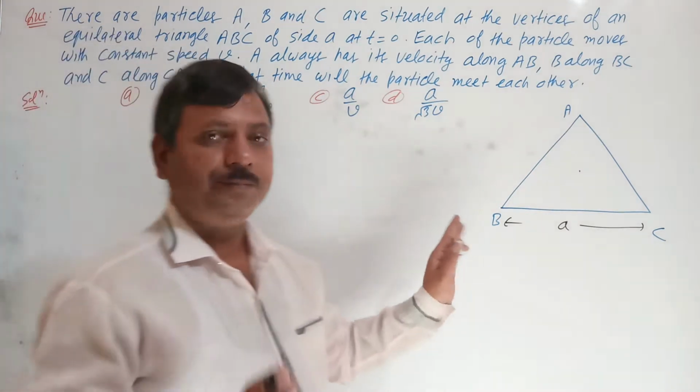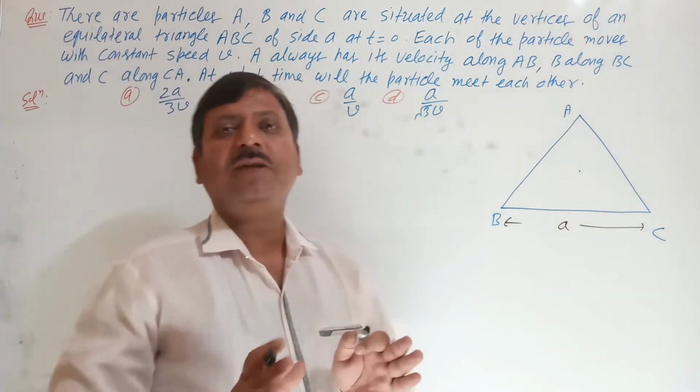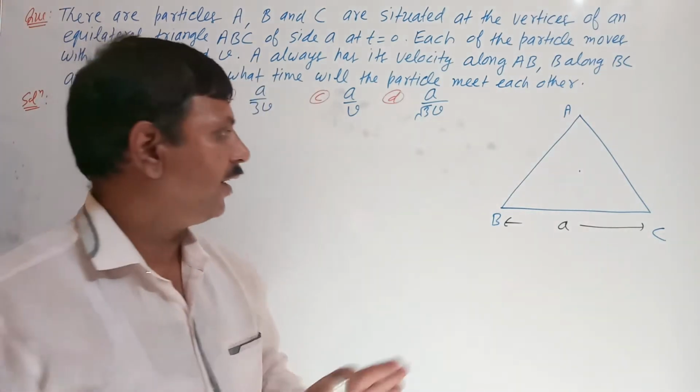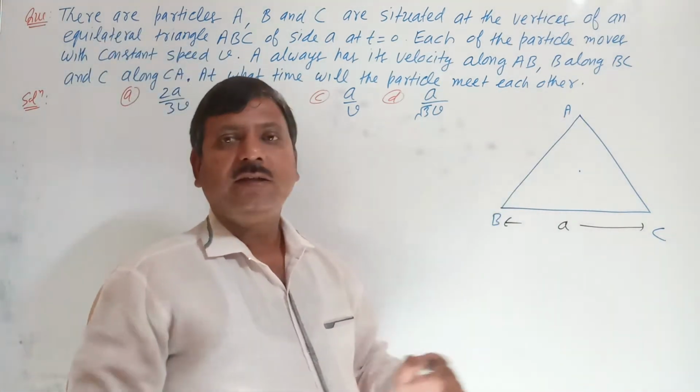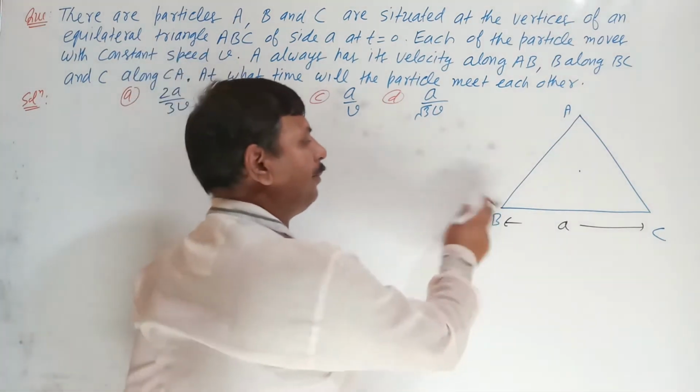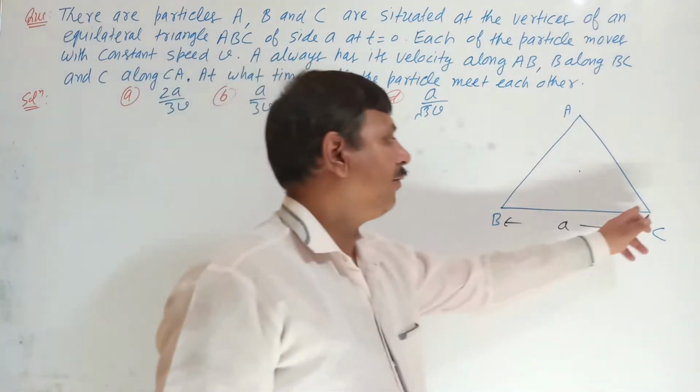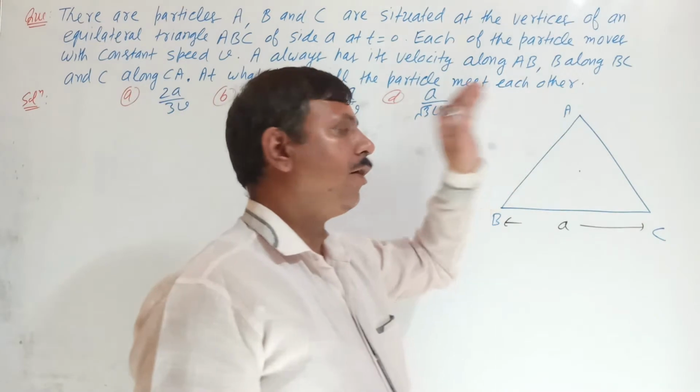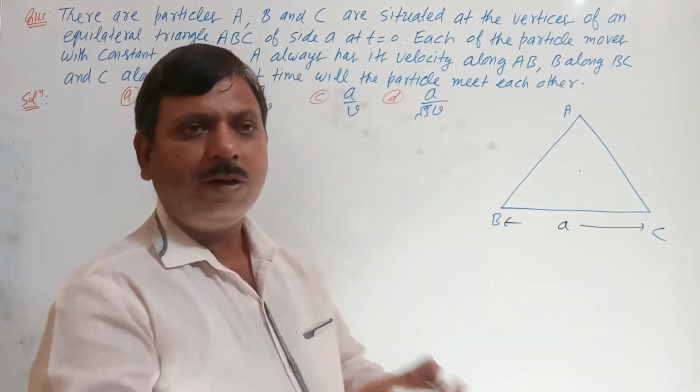Remember, all of A, B, C have constant speed, that's the first thing. And second, the direction of A is always along B, the direction of B is always along C, the direction of C is always along A. So what will be the motion?